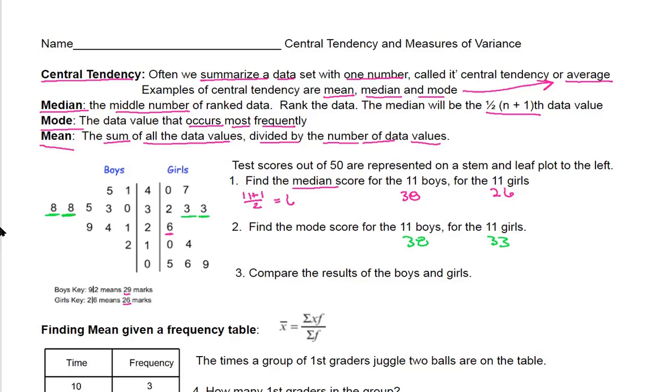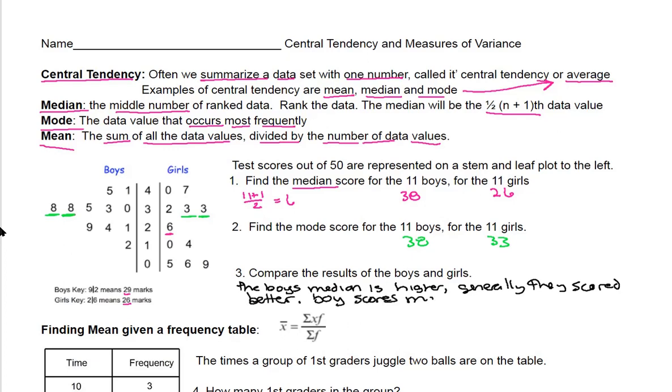All right, now let's compare the results. If you look at the distribution of the boys and the girls, you can tell that the boys generally scored higher, which is also indicated by the median. And you also can tell that the data is more spread out with the girls, where the boys' data seems to be gathered generally around one smaller area. We would say the boys' scores are more consistent, and we would say that the girls' scores are more spread out or inconsistent.